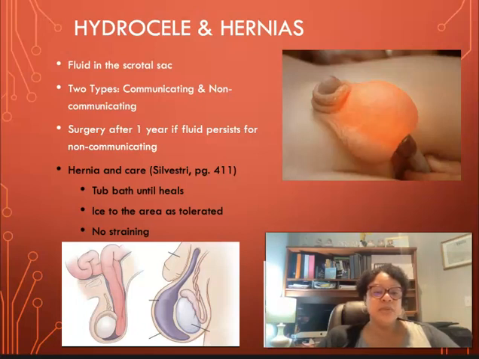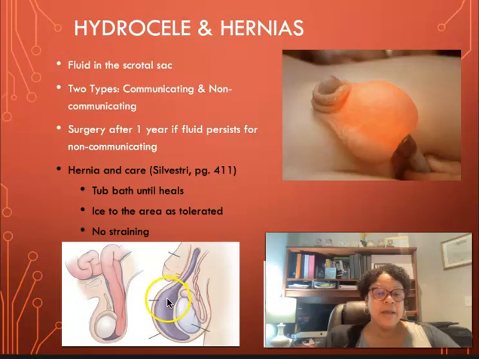Hernias are basically a protrusion of bowel. So I'm going to use my cursor real quick. You see here, this is a bowel that has actually gone through that canal where the testes have descended down into the scrotum, and this is an inguinal hernia.